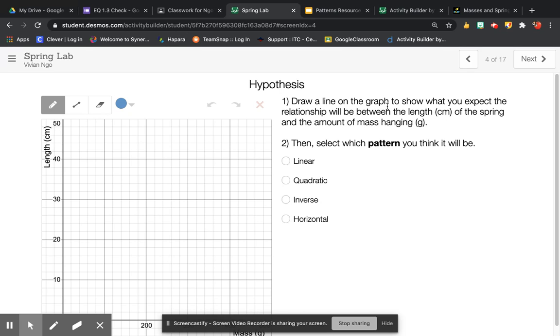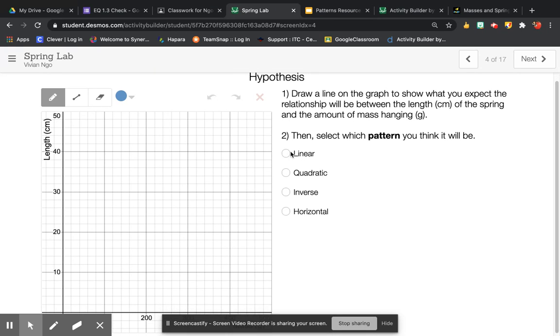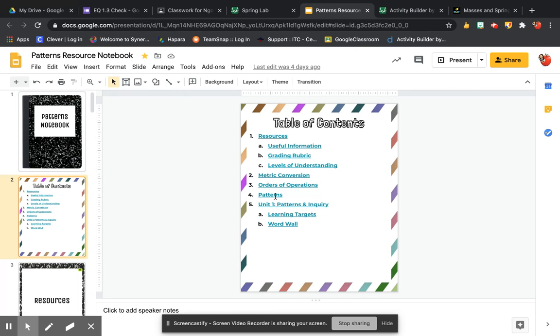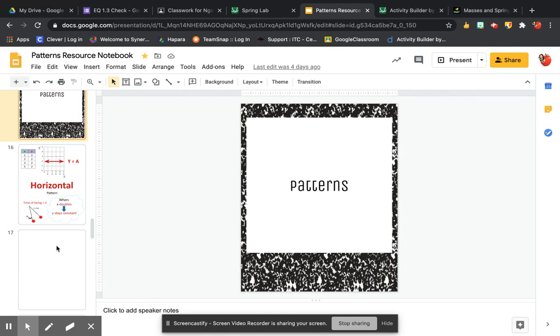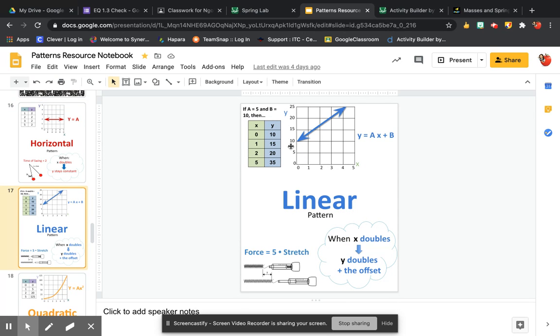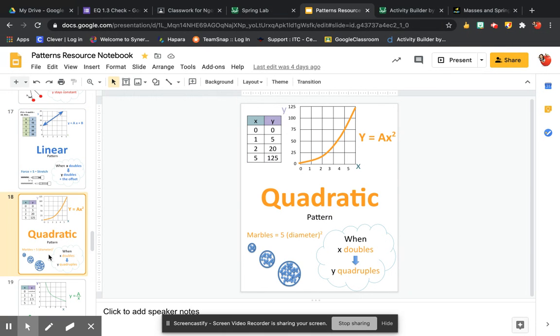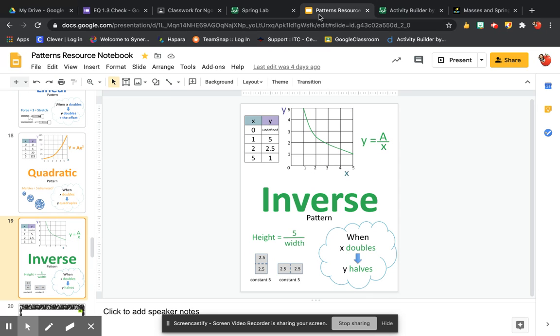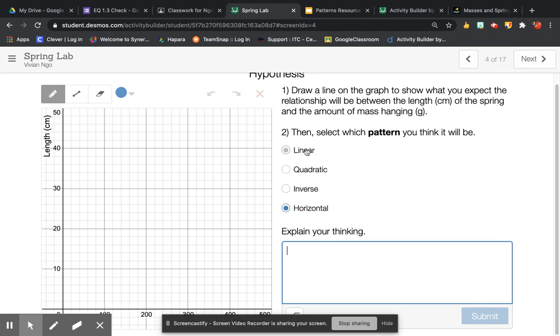Draw a line on the graph to show what you expect the relationship between the length of the spring and the amount of mass hanging will be. So do you think it's going to be linear, quadratic, inverse, horizontal? Those of you who don't remember, let's go back to our posters. Horizontal is the pattern that we learned last week where it's a straight line across. Remember, this line shows that everything stays constant. This is linear. Linear shows that there will be a consistent increase, that is steady. Quadratic shows that there is an increase but at a dramatic rate. And inverse is decreasing, which shows that the information will get essentially cut in half. So whichever line you think it will be, make sure that you explain your thinking.